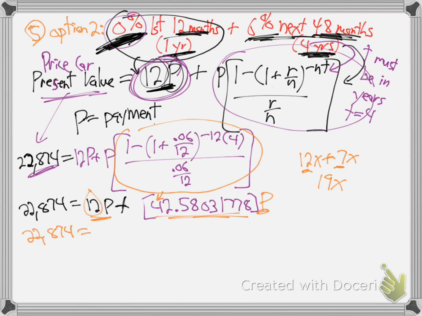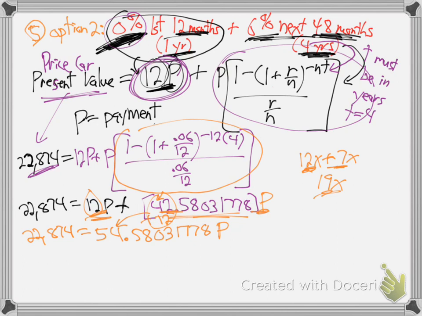22,874 is 12P and 42.58. Just add 12 to that in your calculator. You get 54.58031778P. Does that make sense? Just added like terms there. Just like 12x and 7x is 19x, I added 12P and 42 whatever P. Just added the 12 right there and got 54.58 whatever P.